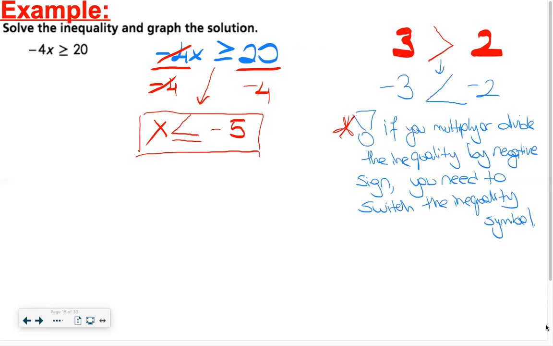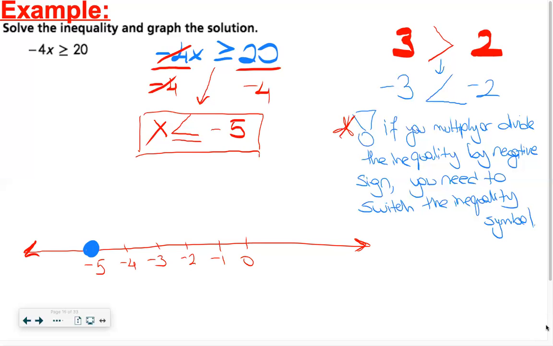To be able to graph this, I'm going to draw the number line. Now, this is 0, −1, −2, −3, −4, and −5. You need to first determine, are you going to use an open circle or closed circle? Because x is less than or equal to −5, −5 is included. You need to include −5 as one of the solutions.